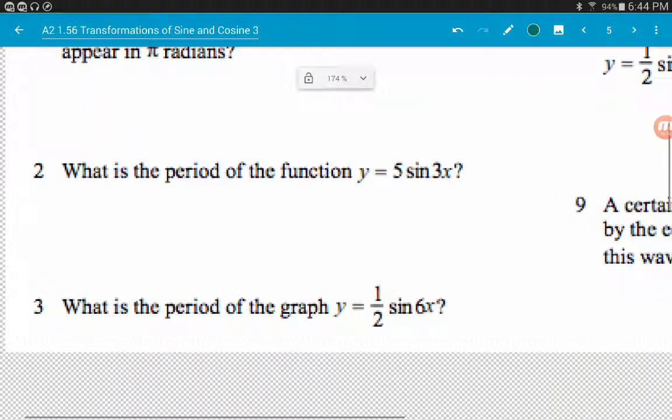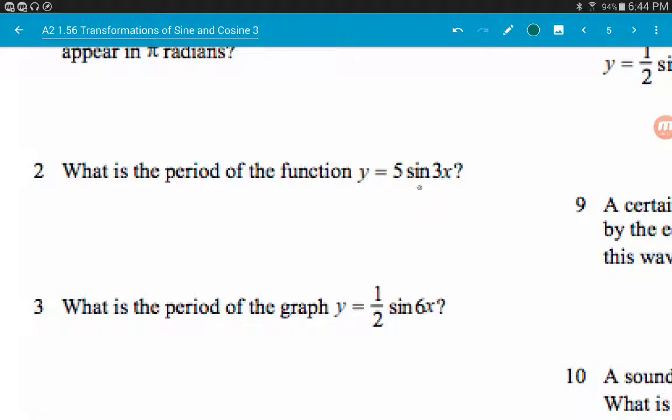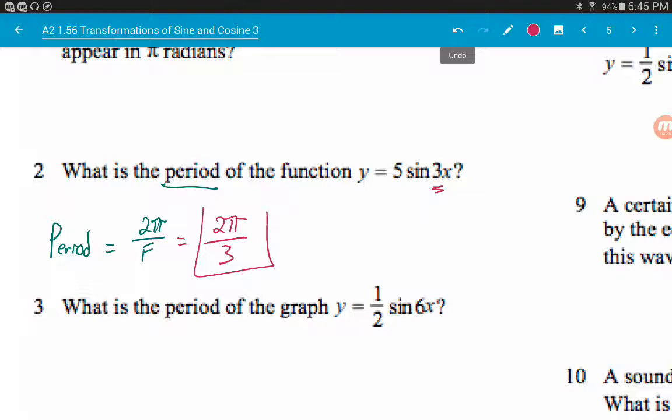Question number 2. What is the period of the function 5 sine of 3x? So they want the period. What's period equal to? 2 pi divided by the frequency. Now which one of these is the frequency? Is it the 5 or is it the 3? 5 is the amplitude. It's 3. So we get 2 pi over 3. And that can't be simplified, so that's actually the final answer. That's the period.